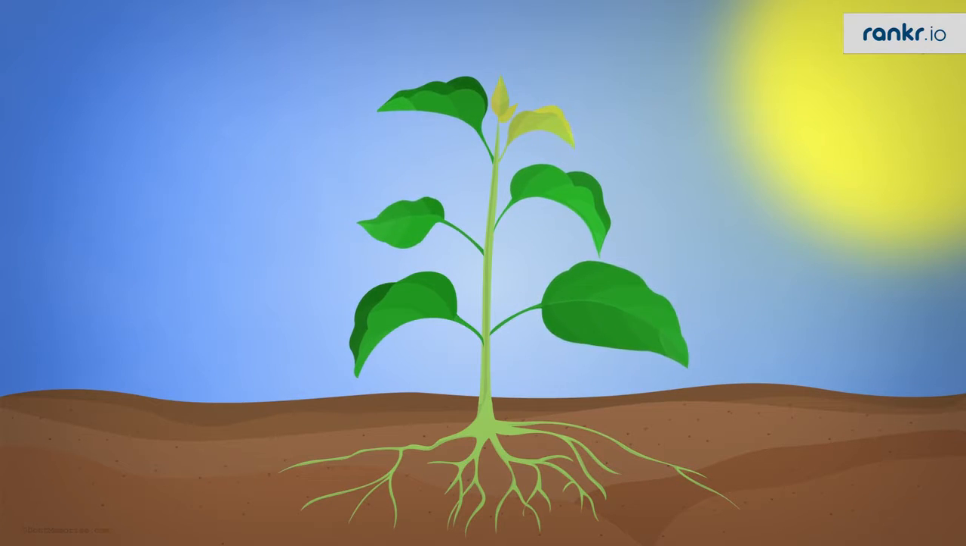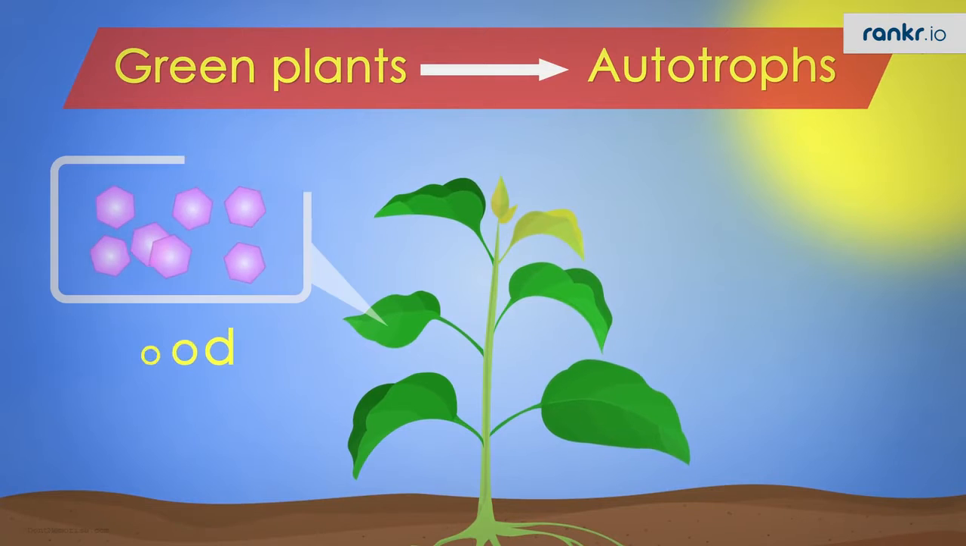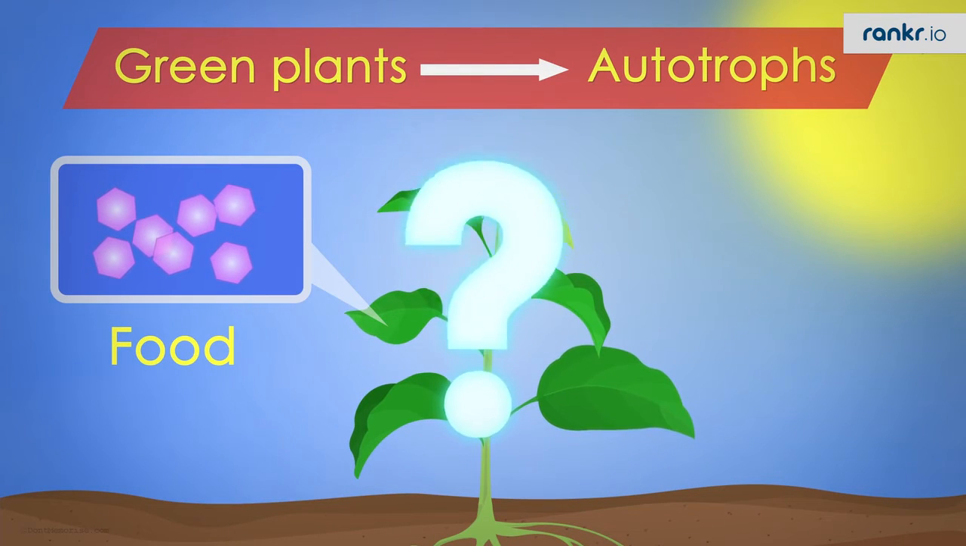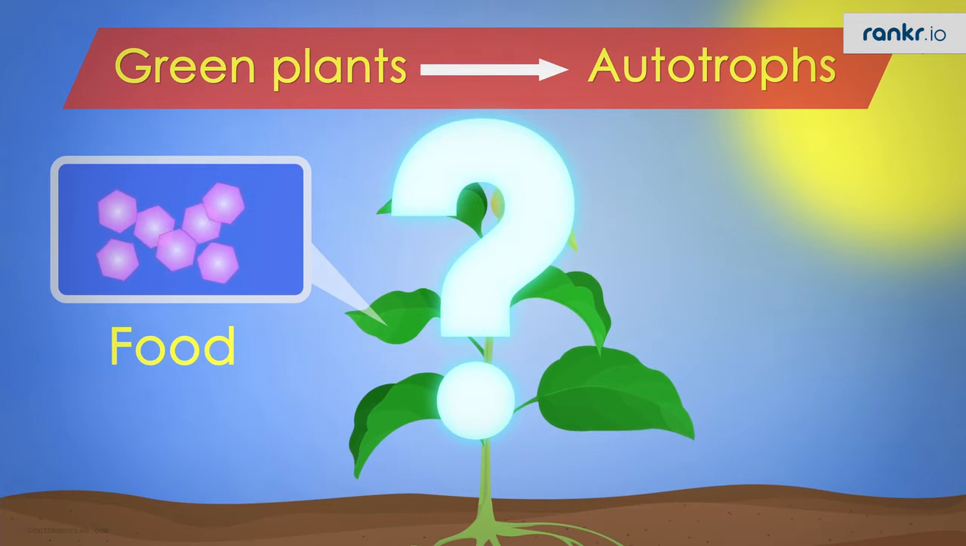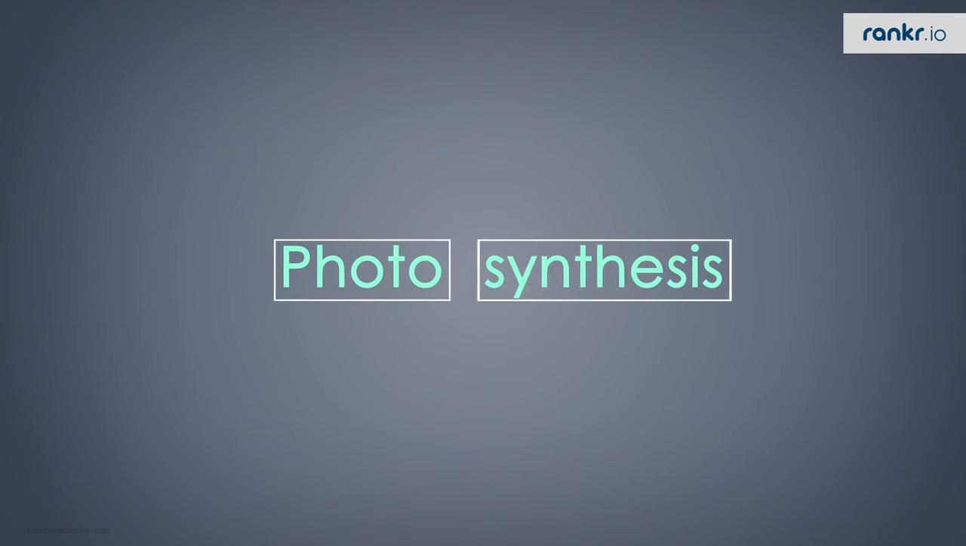In our previous video, we have seen why green plants, which are autotrophs, are able to carry out the food-making process. But how do green plants carry out this process? Is it a complex process occurring in nature?